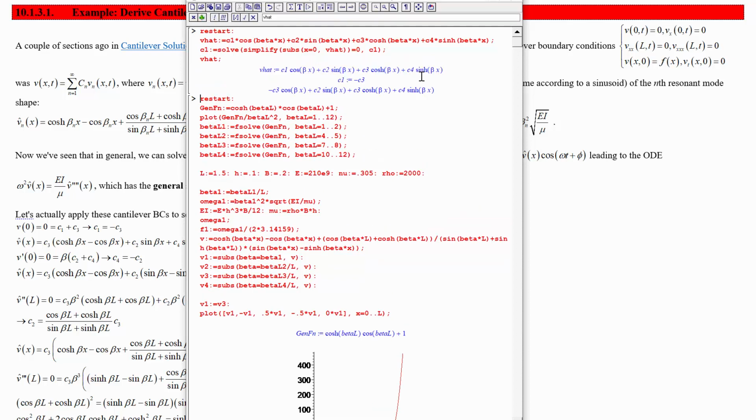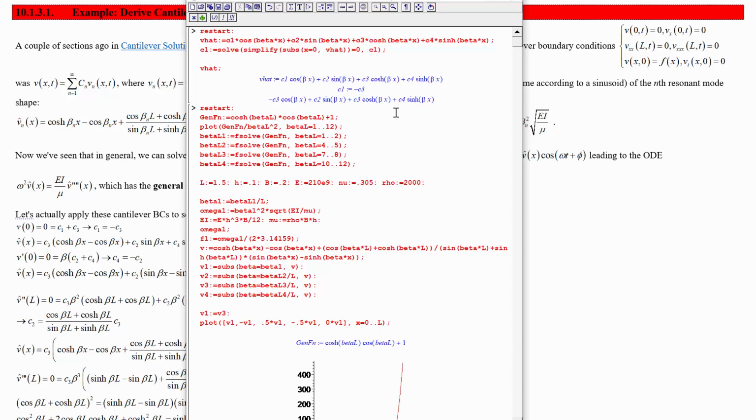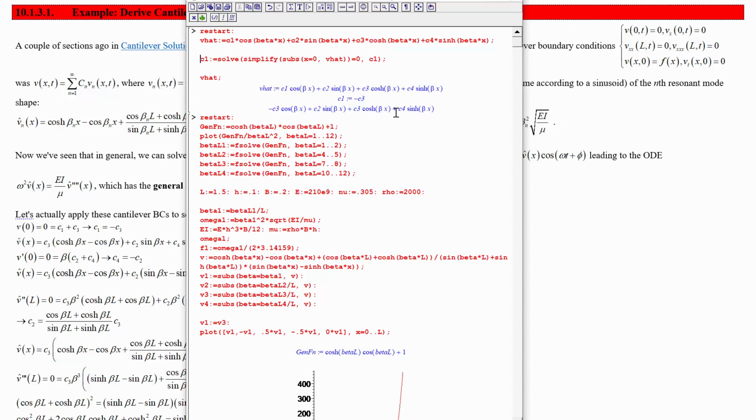All right, now let's recap. What's v hat now? C1 is known. See that? It's substituted in. Next up, we can go and apply the next boundary condition. So let's say simplify subs x equals 0 into, actually, you know what? Let's find out what the derivatives of this. So we'll say v hat prime is equal to diff of v hat with respect to x.